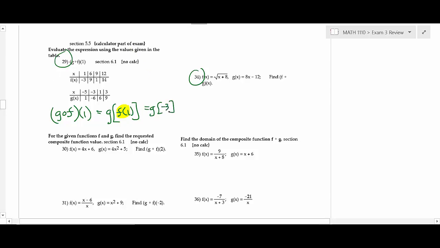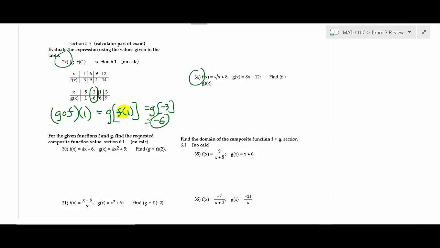Okay, now look at the second one. If x is -3, what's g? -6, right? Does everybody see what I did there? All right, that's a composition of functions with a table. So that gives you that point, -6. That's a basic thing I want you to know how to do, is to look at that composition in more of a table format.